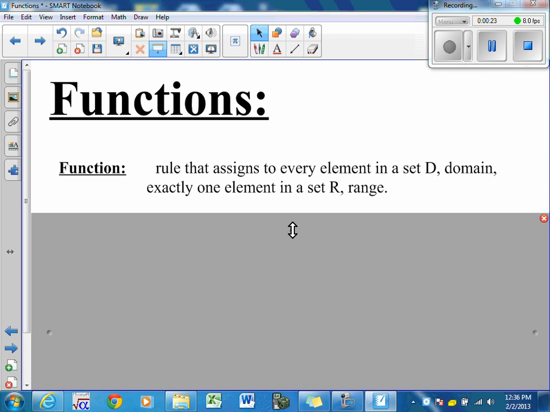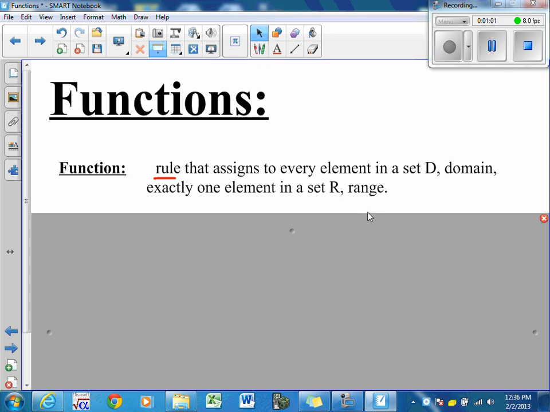First off, a function is a rule that assigns to every element in the set D, the domain, exactly one element in the range R. And you may remember drawing this in the past where you drew arrows back and forth and tried to determine. We're moving beyond that now that we're beyond Algebra 2. And we're just going to concentrate on this idea of the rule, or there's some formula that assigns a value to another value.